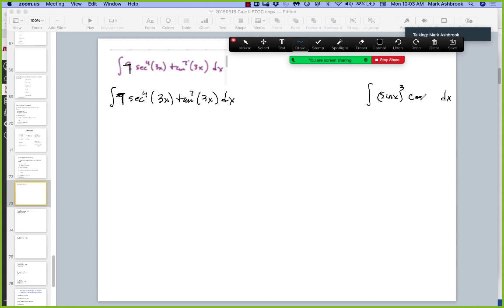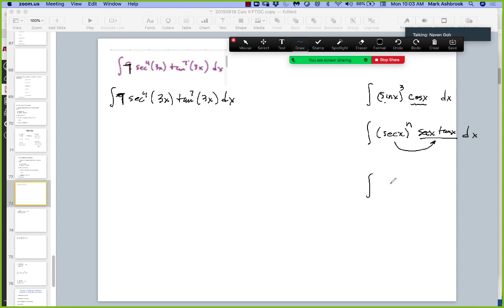Cosine x. Why? Because cosine is the derivative of sine, and that's the result of the chain rule right there. Okay, what about if it was some power of secant? If I could have any power of secant, what would I need in addition, multiplied, so that I could undo the chain rule? Tangent. Secant times tangent, right? Because secant tangent is the derivative of secant.